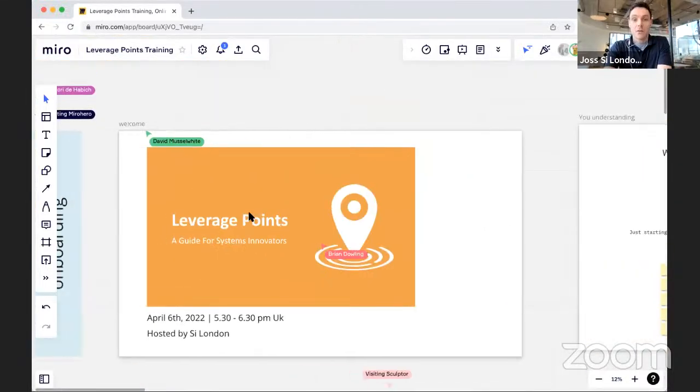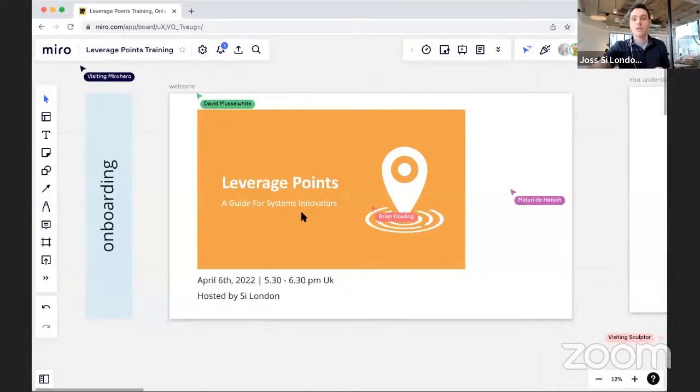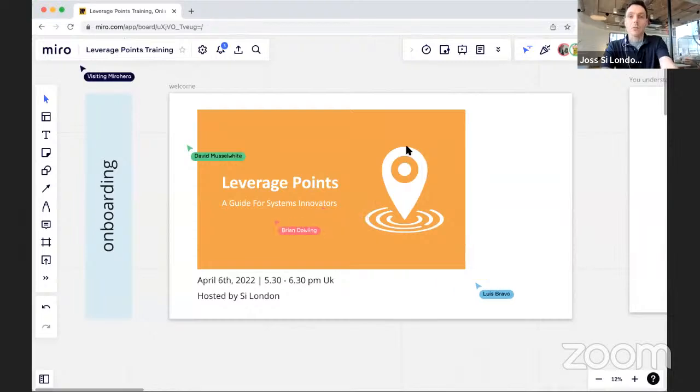Today, we're talking about this topic here, leverage points. As mentioned, it comes from our guide you'll find on our website on this very topic. We'll give you all the resources used today when we get to the end, both the canvas, the guide, and other links you might want to look into. I'm just collecting more people now.